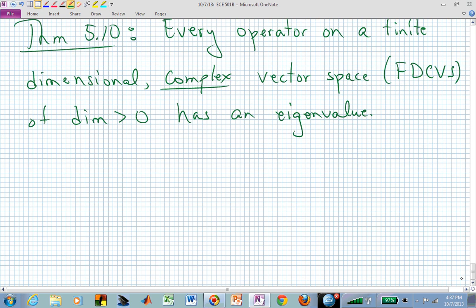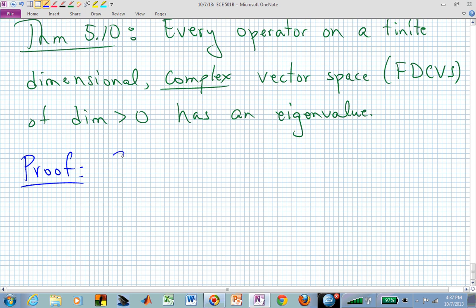Let's just convince ourselves that that's true. So now we're saying, if you give me an operator and we're living on a complex vector space, if we're on a finite dimensional complex vector space, then that operator has an eigenvalue. We can find one.